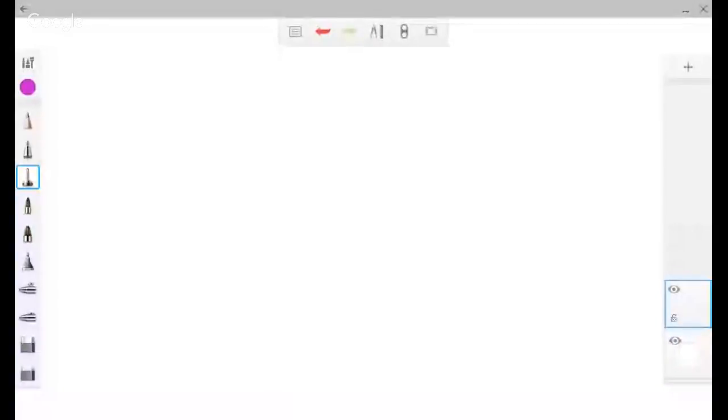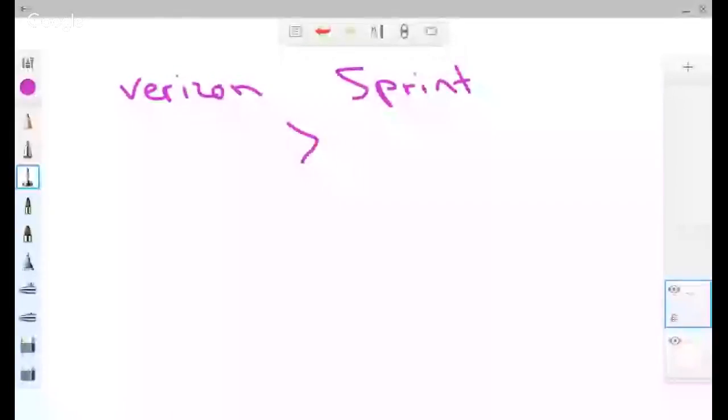So the setup here that I'm going to do is I'm going to make just kind of two sides here, Verizon and Sprint, okay? And first of all, what does it mean for Sprint to be a better deal? Well, that means that Sprint costs less money. So we'd want to use the less than symbol pointing towards Sprint. And so now all I have to do is set up the inequalities and solve them.